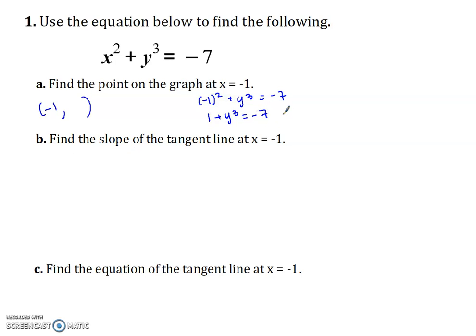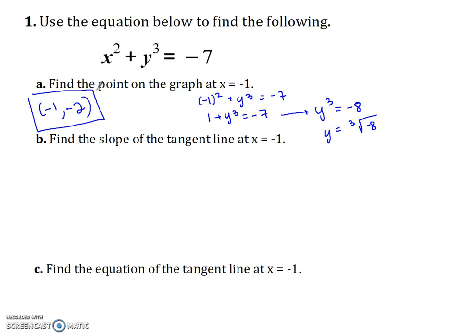And then subtract the 1. And that'll give me y cubed equals -8. Then to solve for y, I can just take the cube root. So what number to the third power is -8? That would be -2. So the point on the graph is -1, -2.